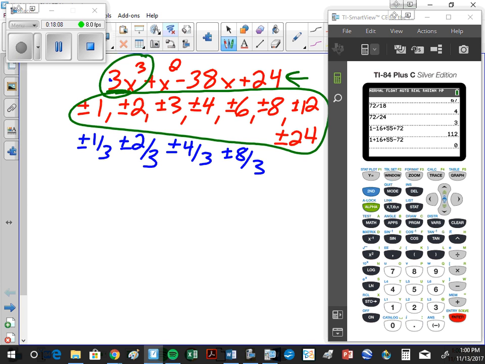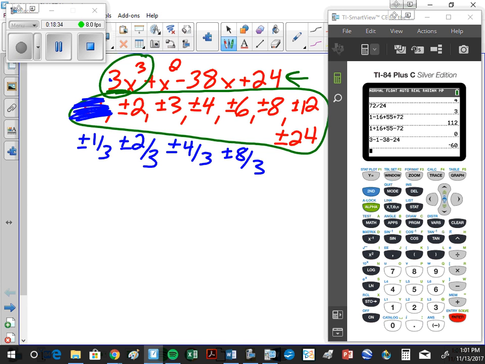Okay, let's test 1. Does 1 work? 3 plus 1 is 4, plus 24 is 28, minus 38 is not 0. Let's try negative 1. 3 minus 1, minus 38, minus 24, not even close. So 1 and negative 1 didn't work. I'm going to get rid of those.